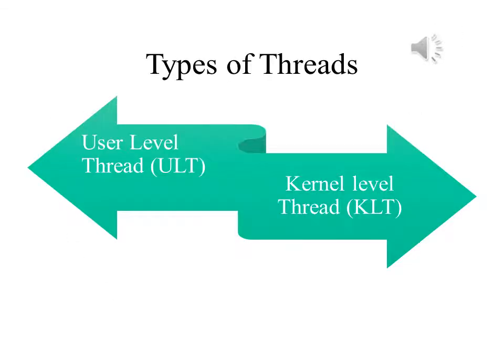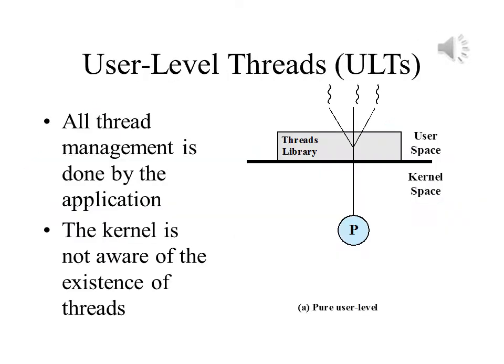There are two broad categories of thread implementation: user-level threads, or ULTs, and kernel-level threads, or KLTs. The latter are also referred to in the literature as kernel-supported threads or lightweight processes. In a pure user-level thread facility, all of the work of thread management is done by the application, and the kernel is not aware of the existence of threads. The figure shown here illustrates the pure ULT approach.